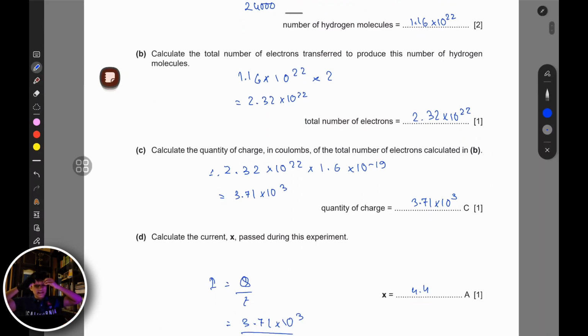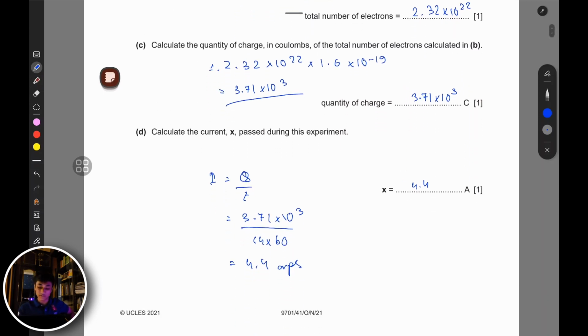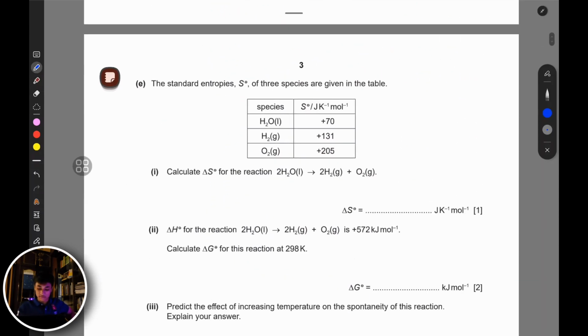Great. So question C, calculate the quantity of charge in coulombs of the total number of electrons calculated in B. Very simple, you know the number of electrons, so now you multiply that with the charge of each electron, which is 1.6 into 10 to the power minus 19. You multiply, you get the answer. So the answer is going to be 3.71 into 10 to the power 3, and that is your charge in coulombs.